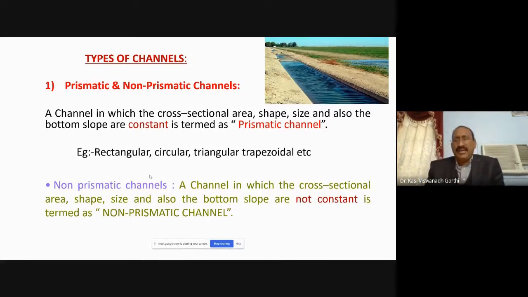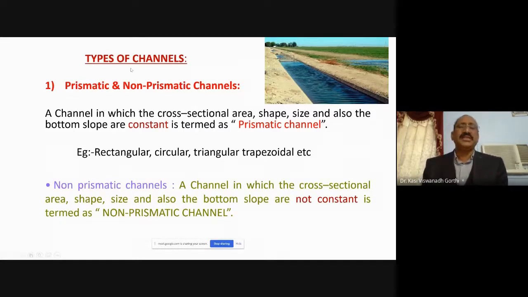How do we classify these open channels? In the previous figures, I have shown one open channel where the canal is trapezoidal in section. So this is one type of canal where all these parameters are constant along the length of the canal. You can see here, this is the cross section. Same is the cross section here, same is the cross section. So there is no change in the cross section all along the length. So such a channel is called a prismatic channel.